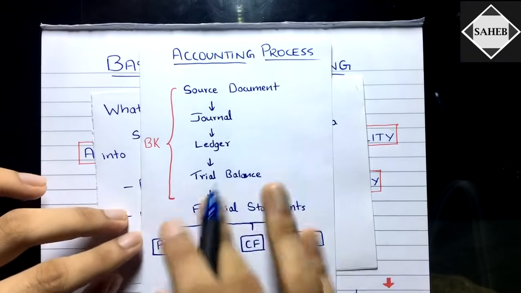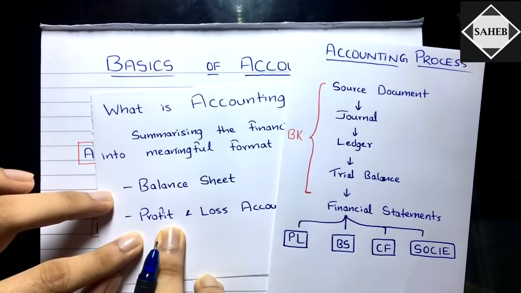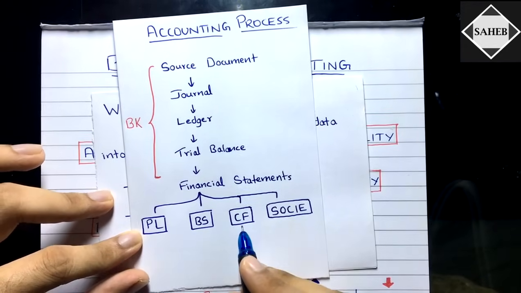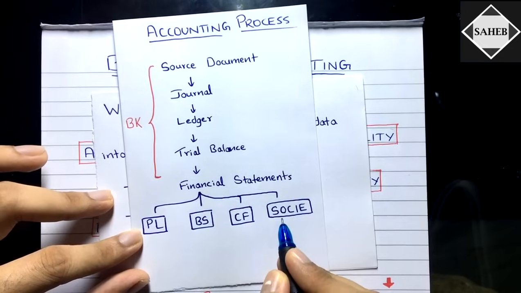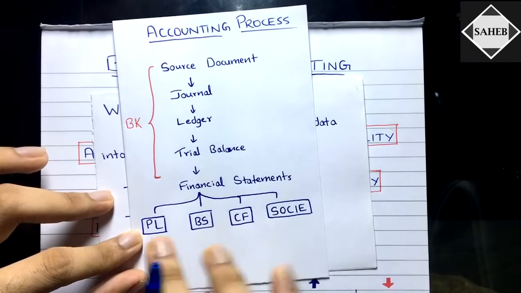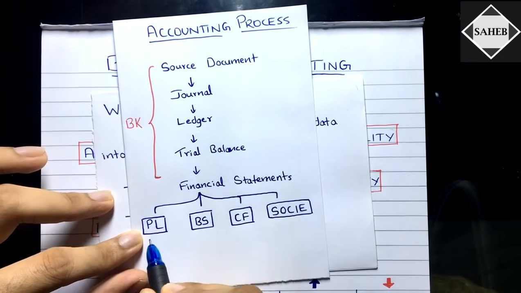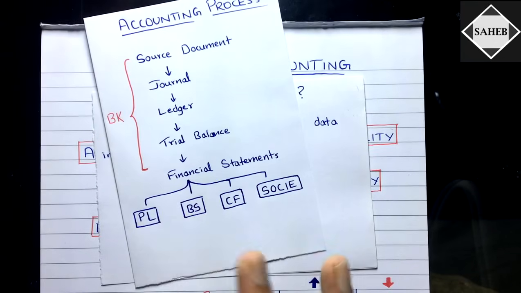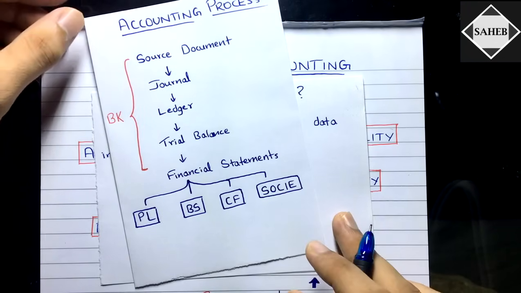What are financial statements? This only, balance sheet, profit and loss account only. So see here, profit and loss statement, balance sheet, and there are more also, cash flow statement and statement of changes in equity. This you will see later. So now you can understand this only, profit and loss statement and balance sheet, simple as that. So these are the financial statements that will be prepared at last.